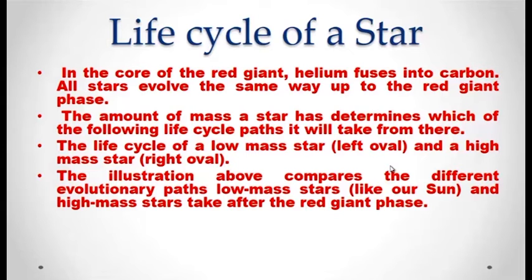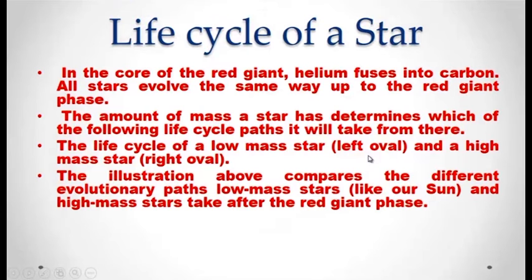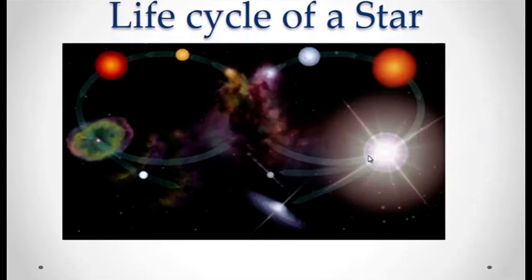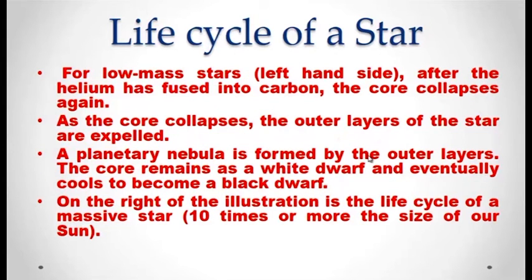The life cycle of a low mass star, here this is the left oval. This one is the life cycle of a high mass star, explained in that figure. These illustrations compare the different evolutionary paths low mass stars and high mass stars take after the red giant phase. For low mass stars, what happens? After the helium has fused into carbon, the core collapses again. As the core collapses, the outer layers of the star are expelled.